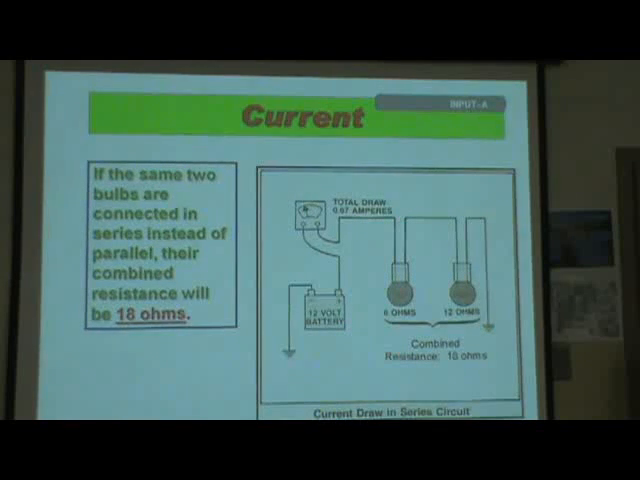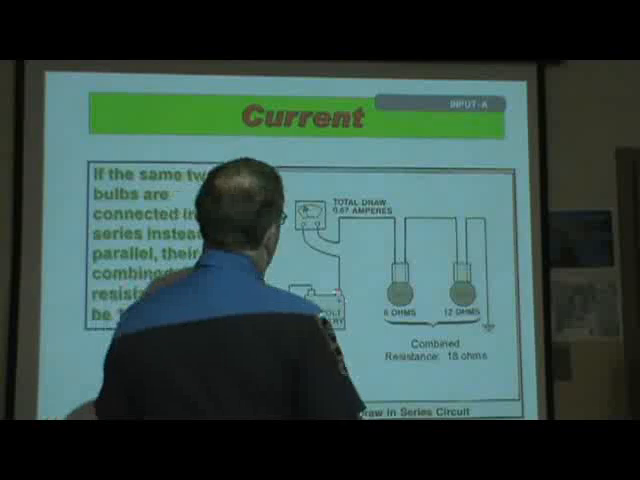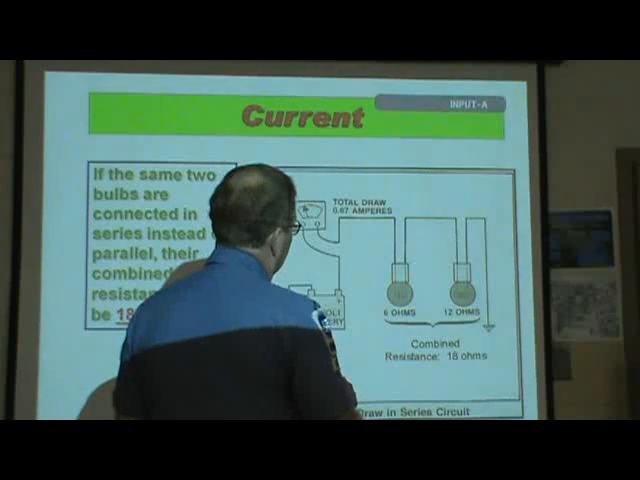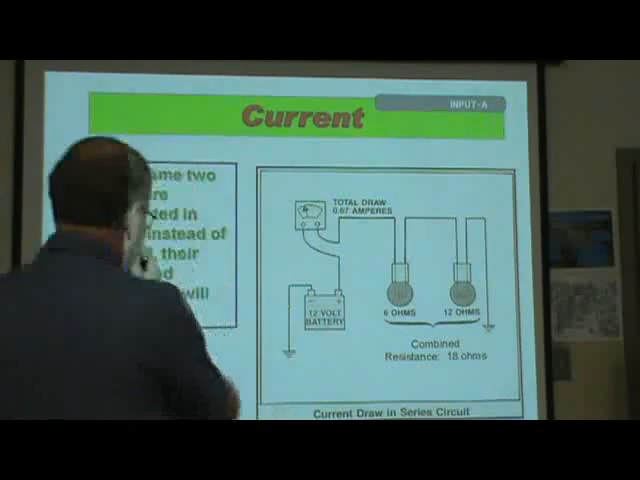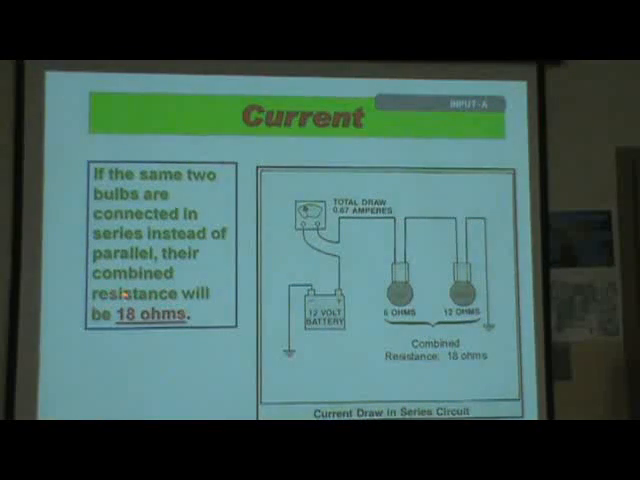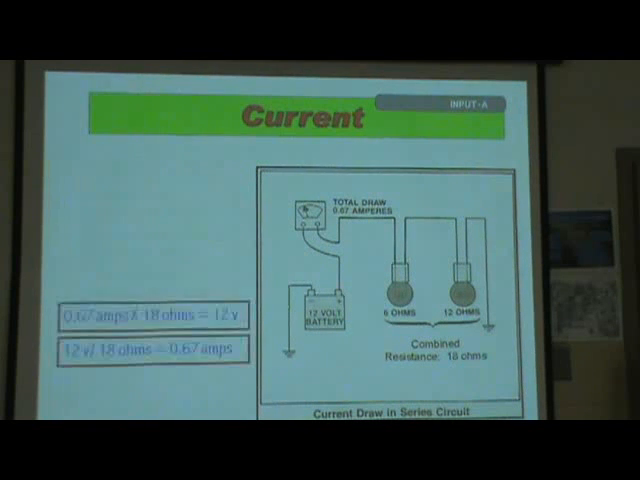All right, but look at this series circuit. Look at the difference. You see a series circuit. This is actually wired in series too, that and that. You take any of these out, and you've lost them all. But their combined resistance will be 18 ohms. See that? Combined resistance, 6 ohms plus 12 ohms equals 18, because they're in series.